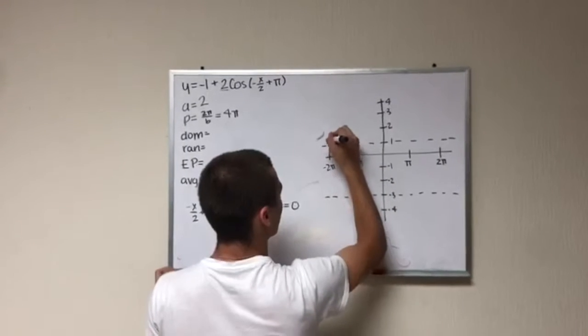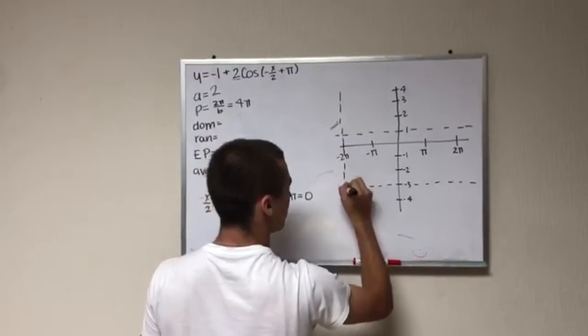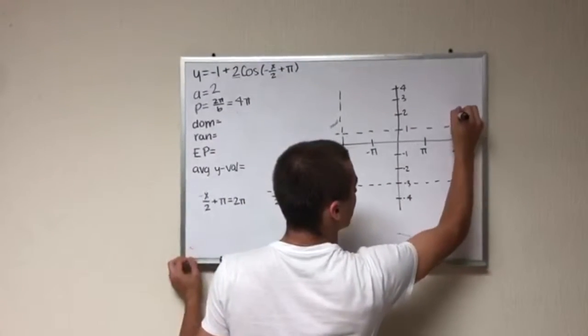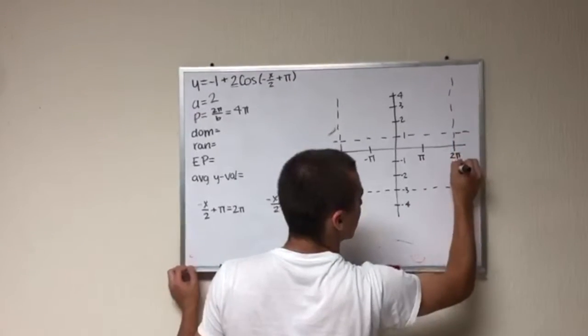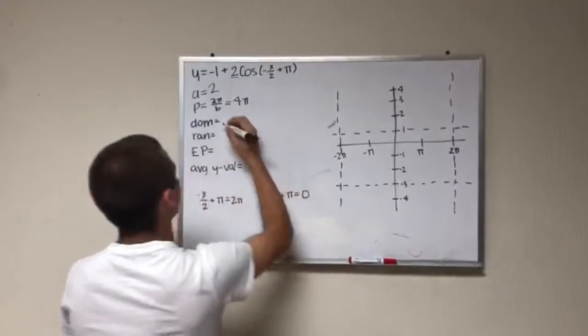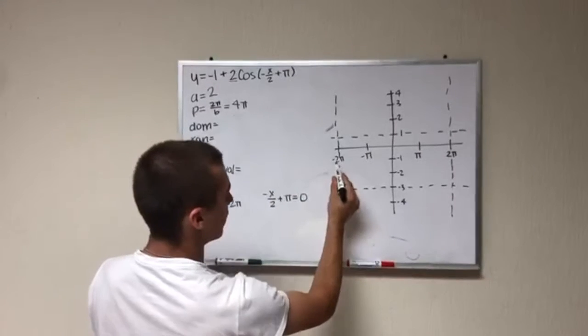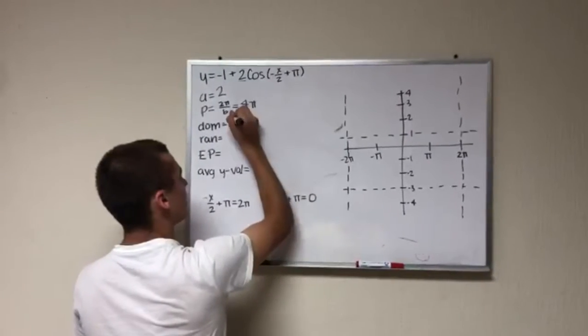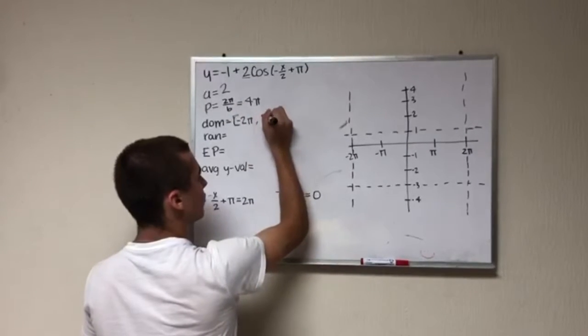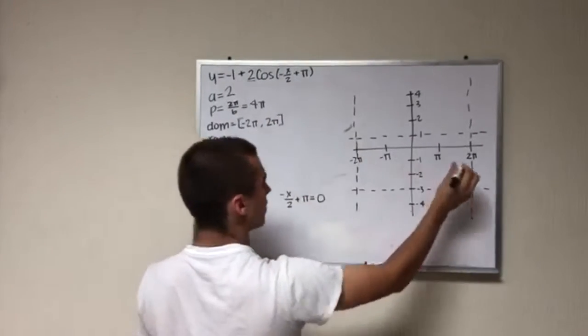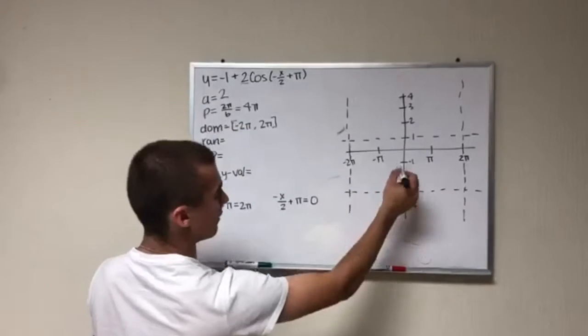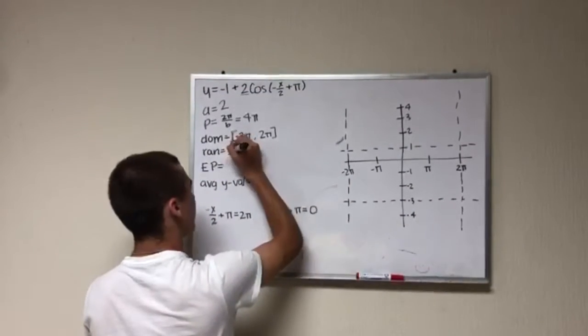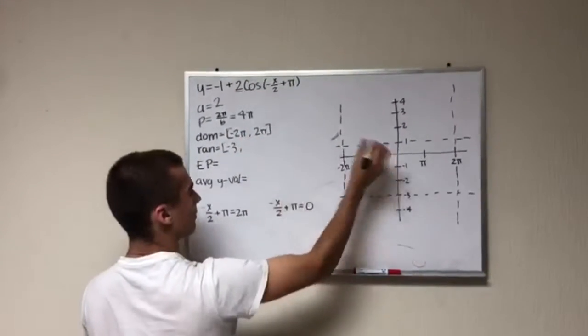So from here, the domain is from -2 pi to 2 pi. Here. The range is from -3 to +1.